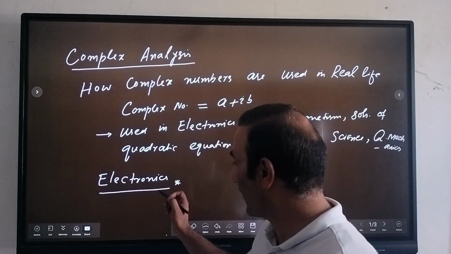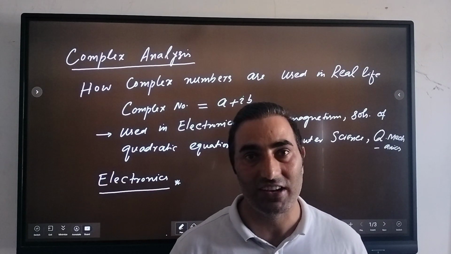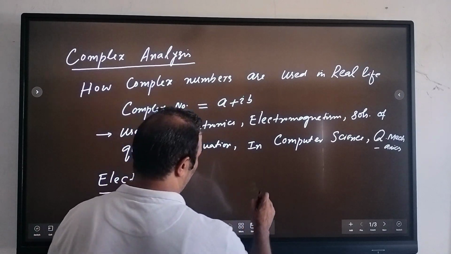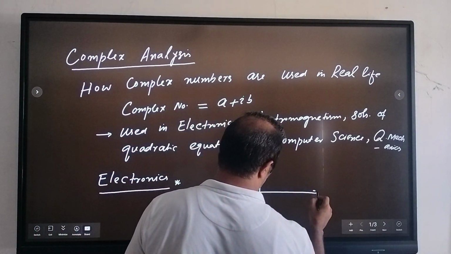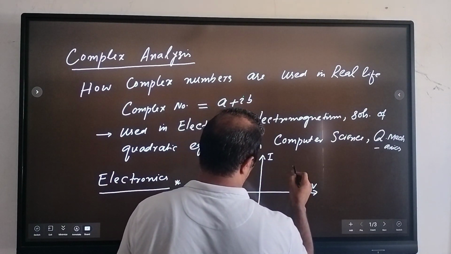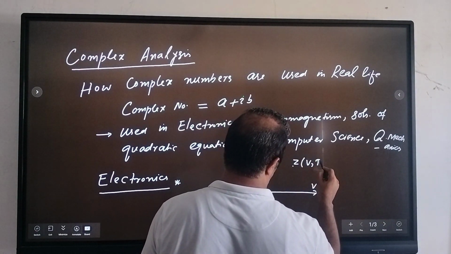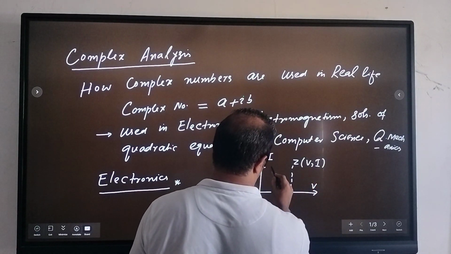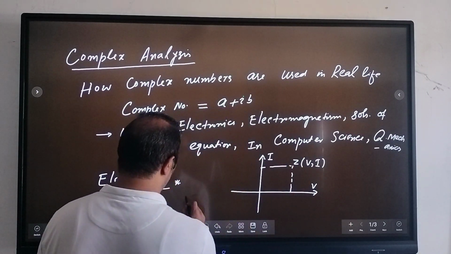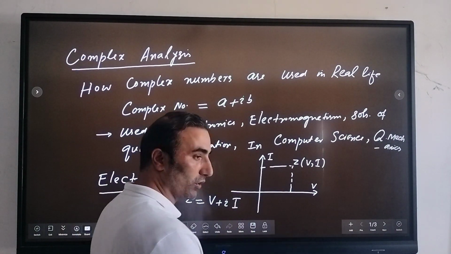So first, electronics. In electronics, you can plot voltage and current on the complex plane also, right? You plot voltage on this side and current on this side. If we consider some point, suppose that's Z, it is a function of V. And Z will be equal to V plus iota I, the voltage and the current, right?